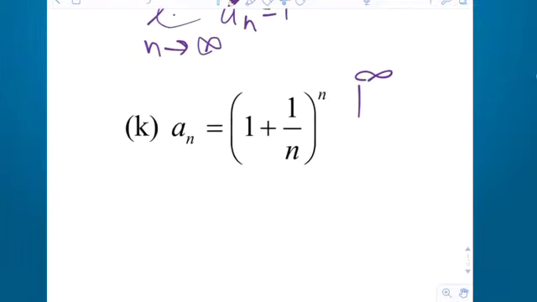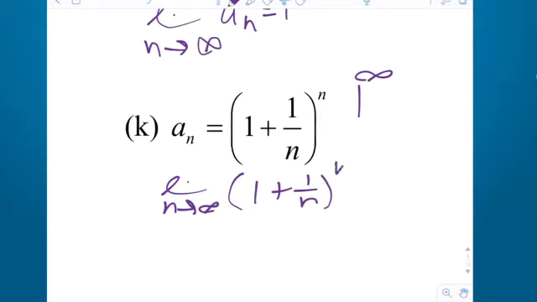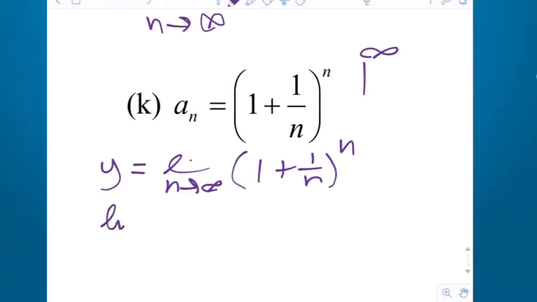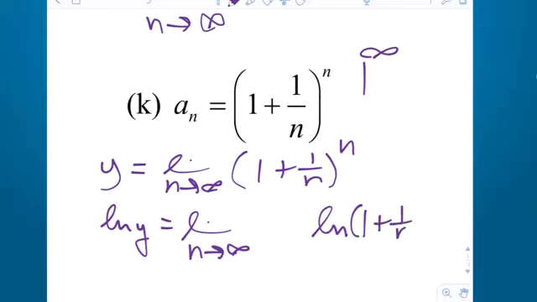L'Hopital's rule. So let's go ahead and write that as the limit as n goes to infinity of 1 plus 1 over n to the nth power. Because it's the exponential variety, remember that's where we set it equal to y, and we took the natural log of both sides. So now we get the natural log of y equals the limit as n goes to infinity of the natural log of 1 plus 1 over n, to the nth power. What happens with the n exponent now? With the log in place, it slides in front.